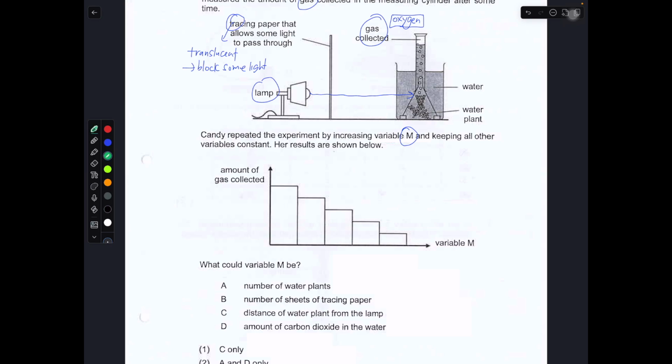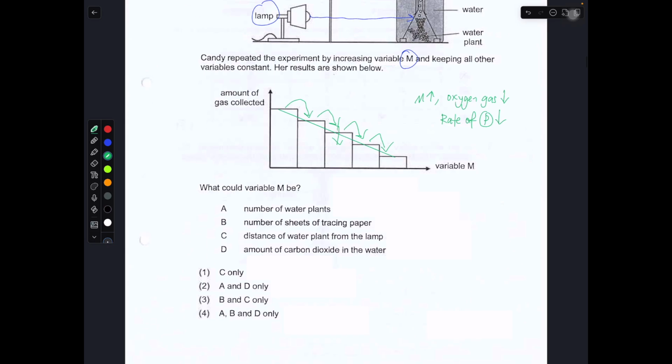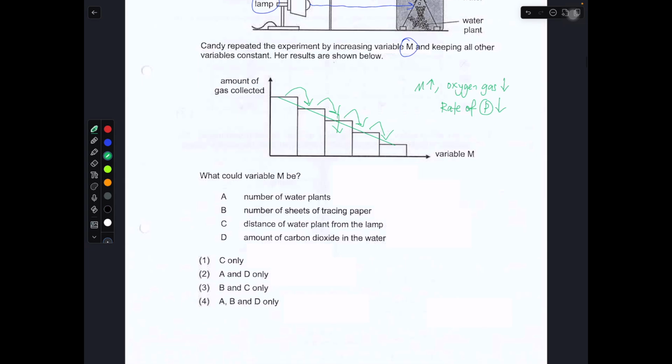And first thing first, you notice that the bar is getting lower and lower. Okay, so it's trying to tell you one thing. It's a decreasing relationship. That means if you add more M, the oxygen gas collected is going to decrease. So it suggests to you what? Rate of photosynthesis decrease. So you got to look at the factor that causes the overall rate of photosynthesis to decrease in the listed variables given.